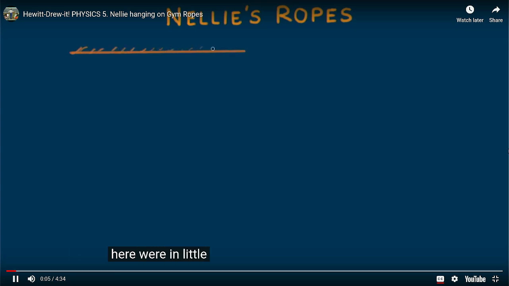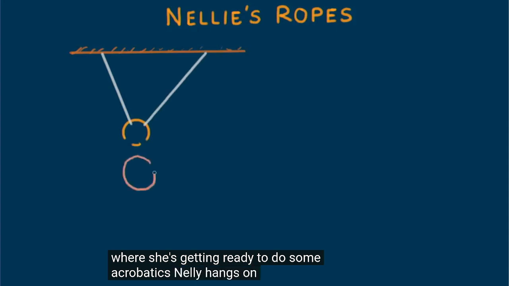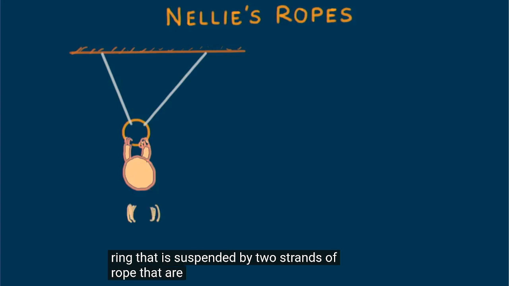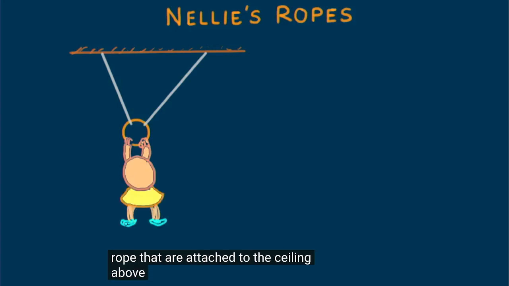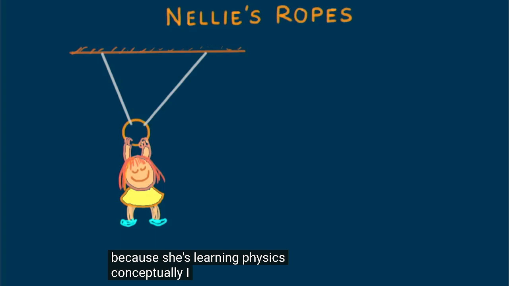Here we're in little Nellie Newton's gym, where she's getting ready to do some acrobatics. Nellie hangs onto a metal ring that is suspended by 2 strands of rope that are attached to the ceiling above. Why is Nellie smiling? She's smiling because she's learning physics, conceptually.